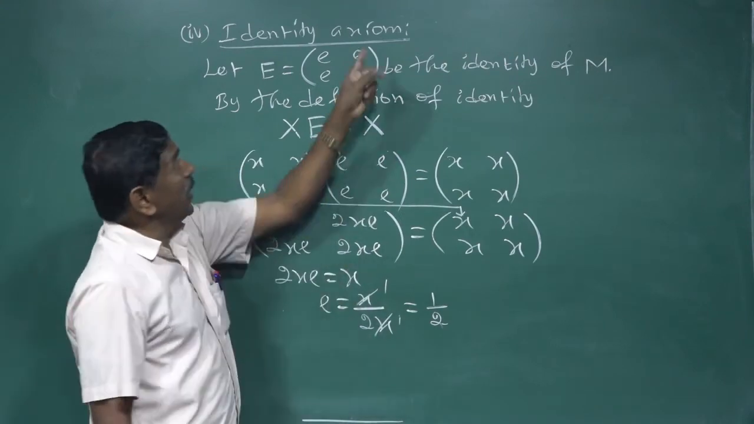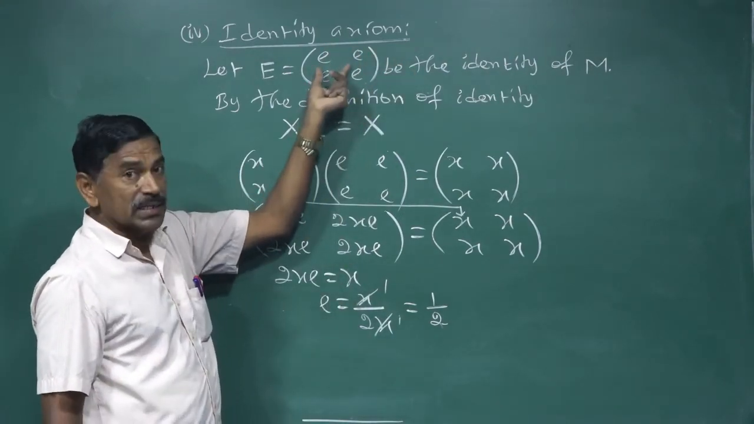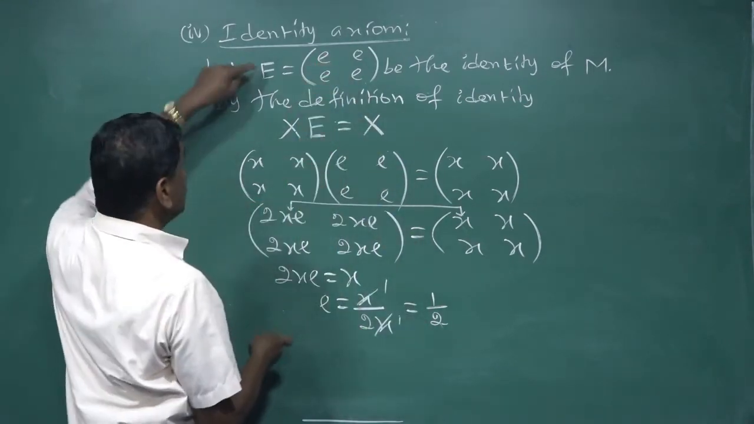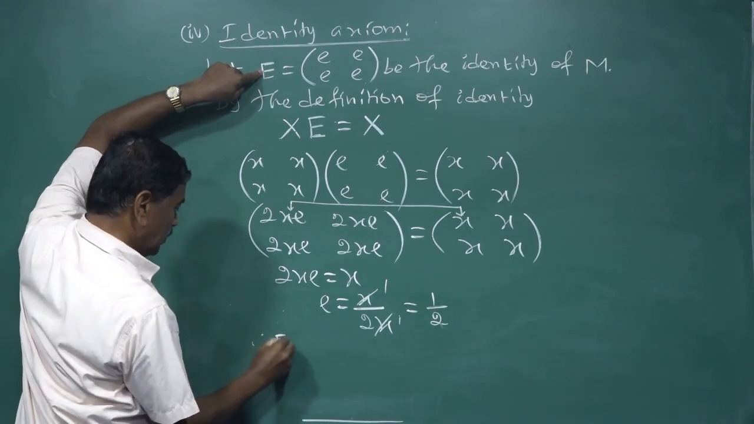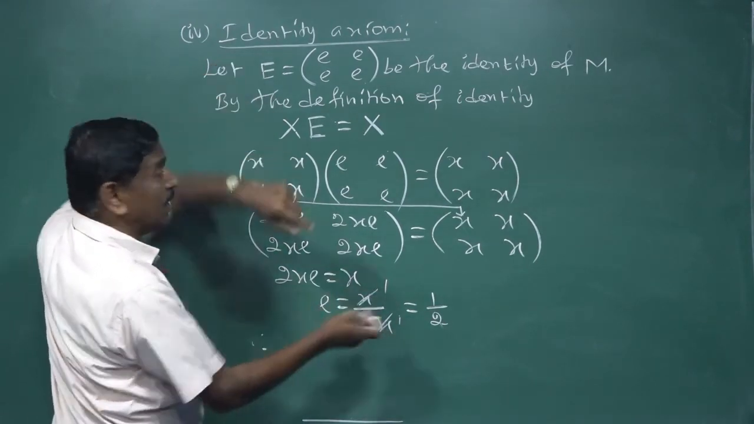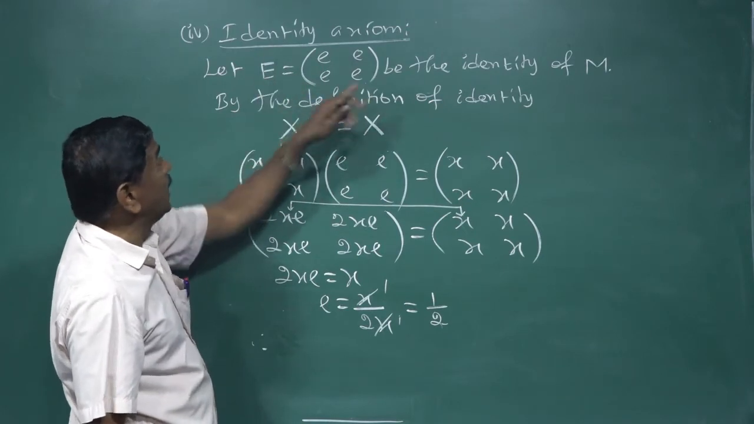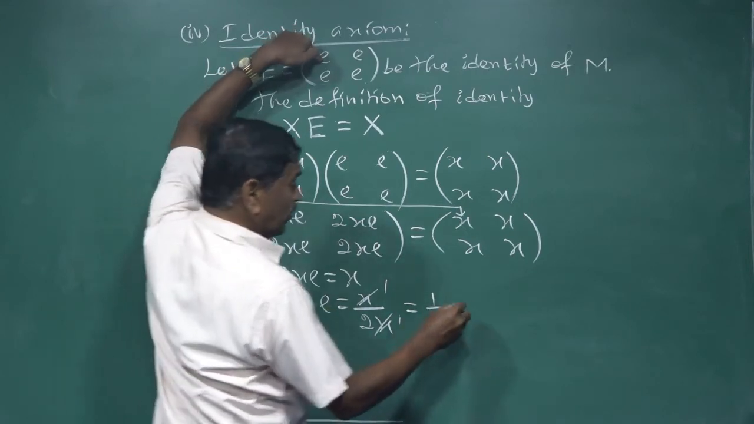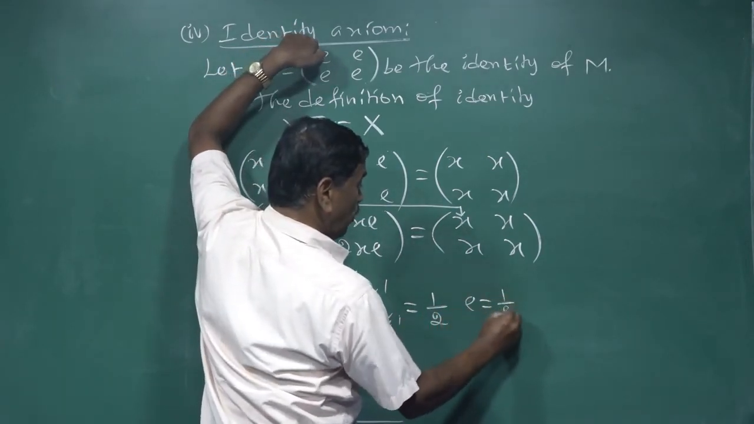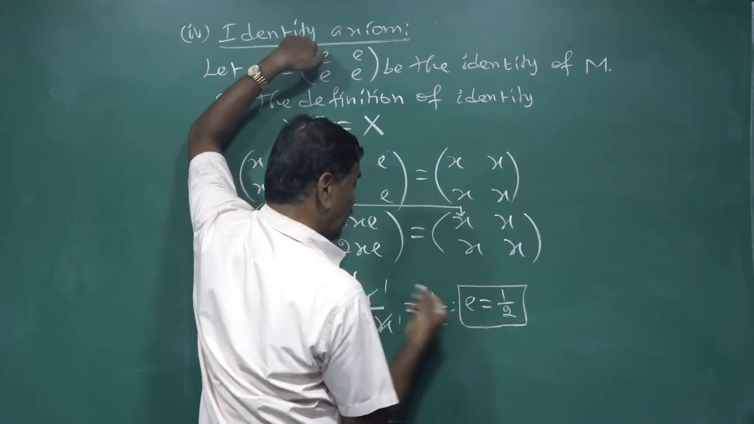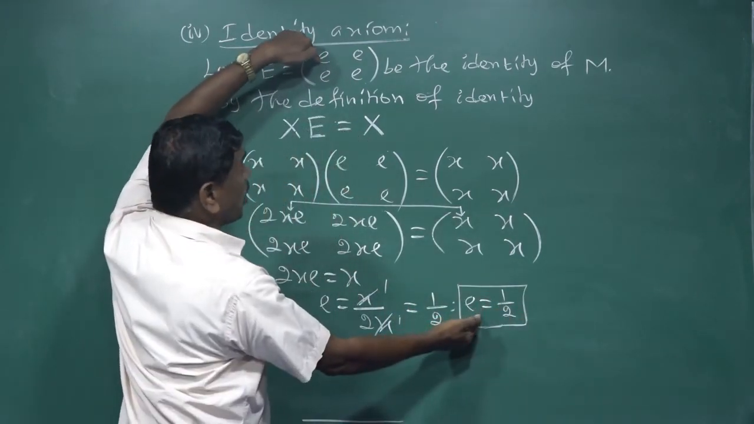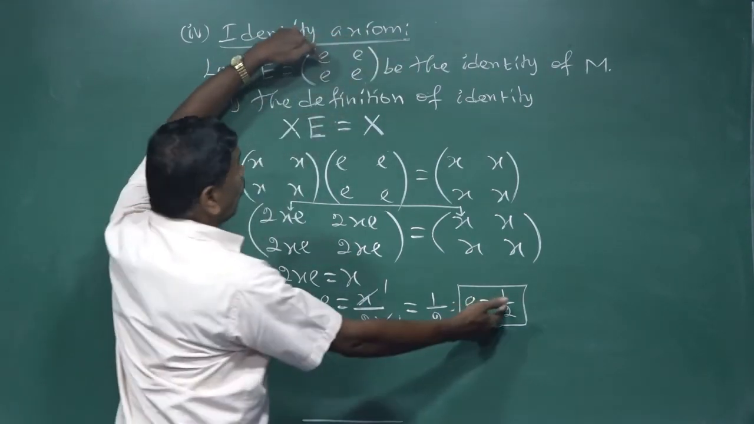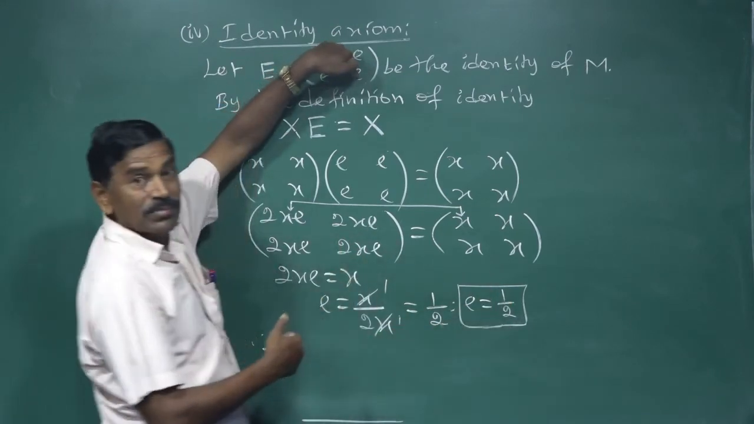We also need the identity element in the form of a matrix. So substitute this e value in capital E. Therefore, the identity element capital E, substituting small e equal to 1 by 2, we derived the answer, which is the required answer. Therefore, the identity element capital E is equal to the matrix with entries 1 by 2, 1 by 2, 1 by 2, 1 by 2. That's all.